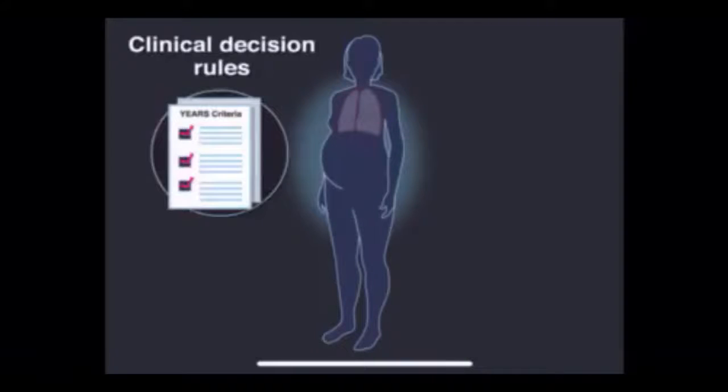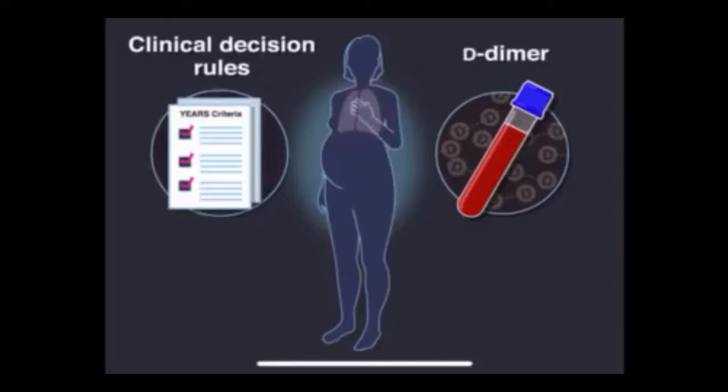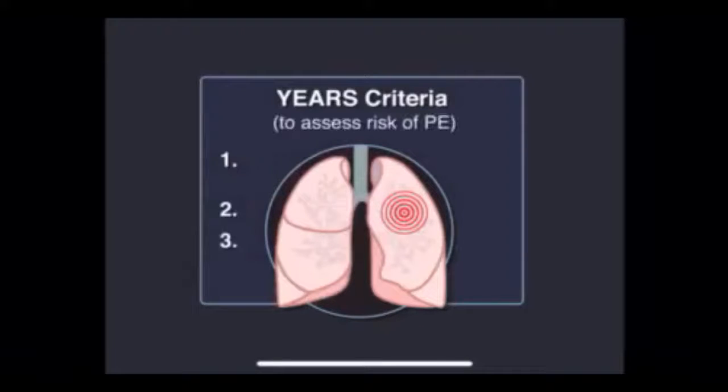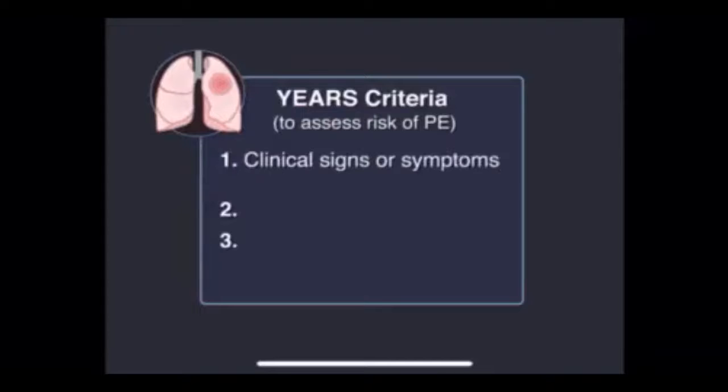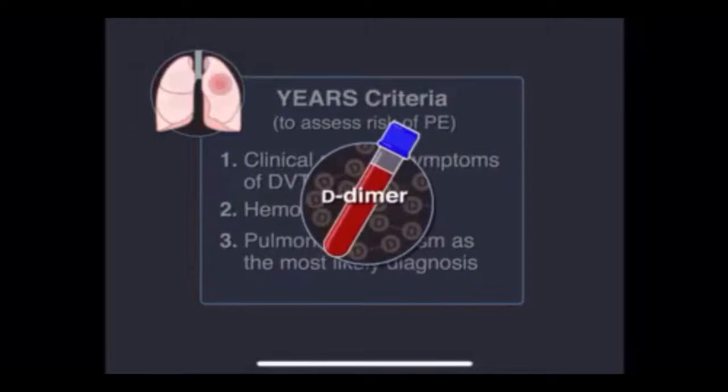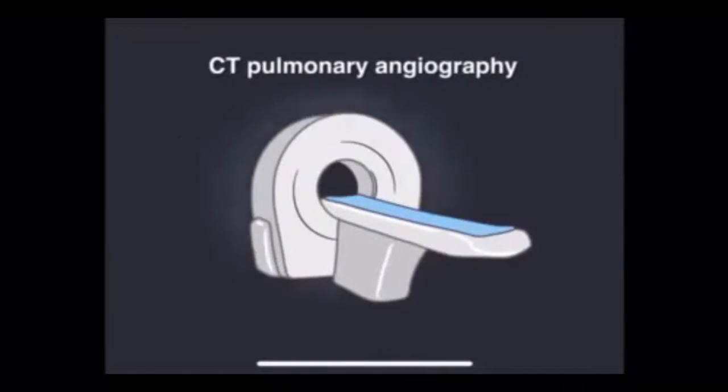Few studies have evaluated the use of clinical decision rules, or D-dimer, to diagnose pulmonary embolism in pregnancy. The YEARS criteria are used to evaluate suspected pulmonary embolism. They include 3 criteria to assess risk: clinical signs or symptoms of DVT, hemoptysis, and pulmonary embolism as the most likely diagnosis. On the basis of these criteria and their D-dimer result, patients may then undergo CT pulmonary angiography.